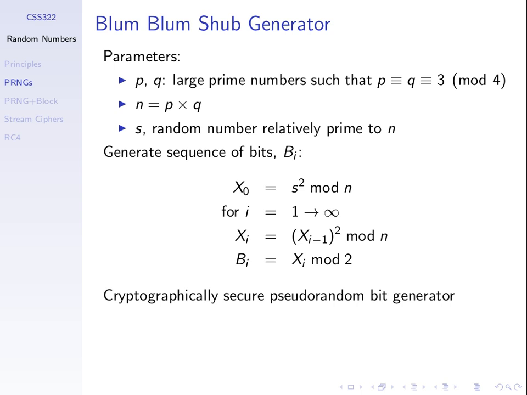Then we calculate the multiplication of those two prime numbers: p times q gives us n. And then we choose another value, s, which is relatively prime to n. In the next topic, we're going to cover prime numbers, relatively prime, and different aspects of number theory. What can we say briefly about relatively prime? The greatest common divisor of n and s is 1 in this case.